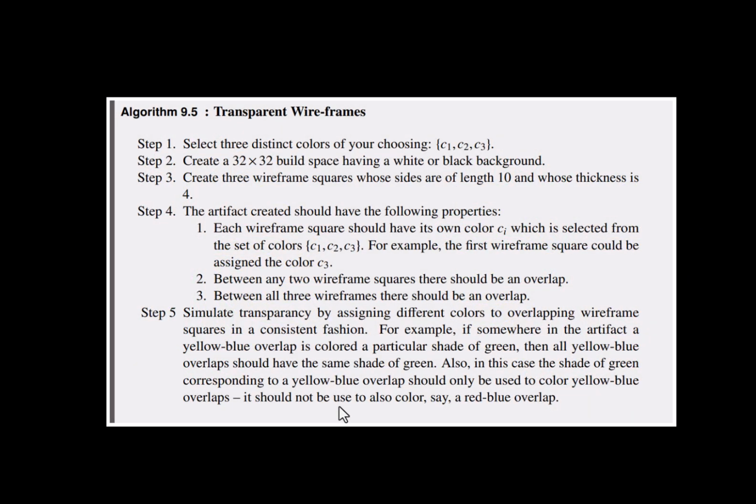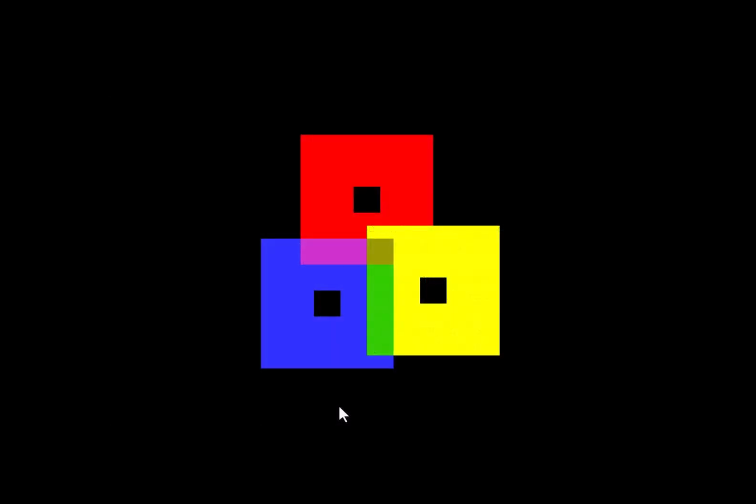Now, here's an example of an assignment in this chapter. So you get to pick three colors, any three colors you like. You have to build these wireframe squares that have a certain thickness, and they have to overlap in a Venn diagram-like way, and you have to mix colors accordingly. So here's an example of a solution to that assignment.